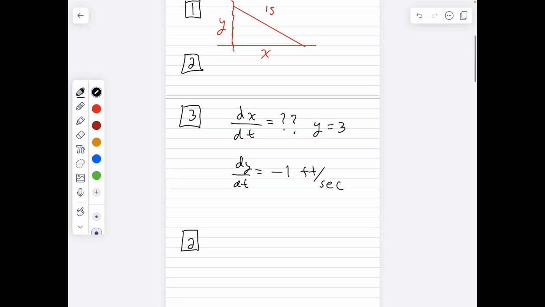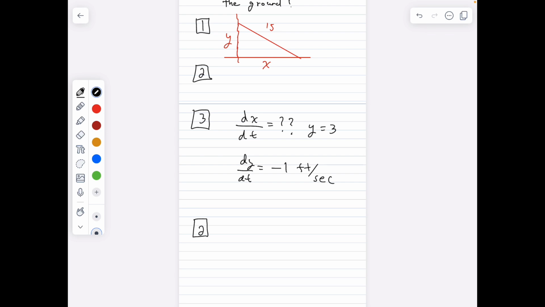Okay, so we've gone through our steps up to 3, and here's step number 4, not 2, which I think is actually the most difficult one: coming up with an equation. The equation that you have depends on the scenario that you're looking at.